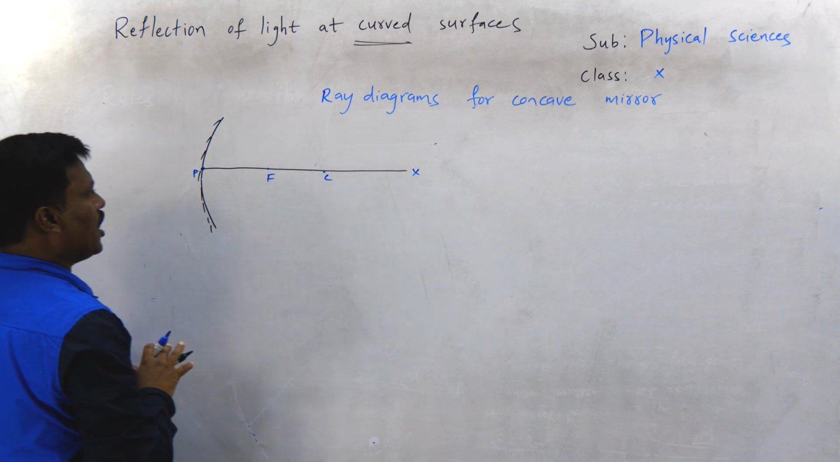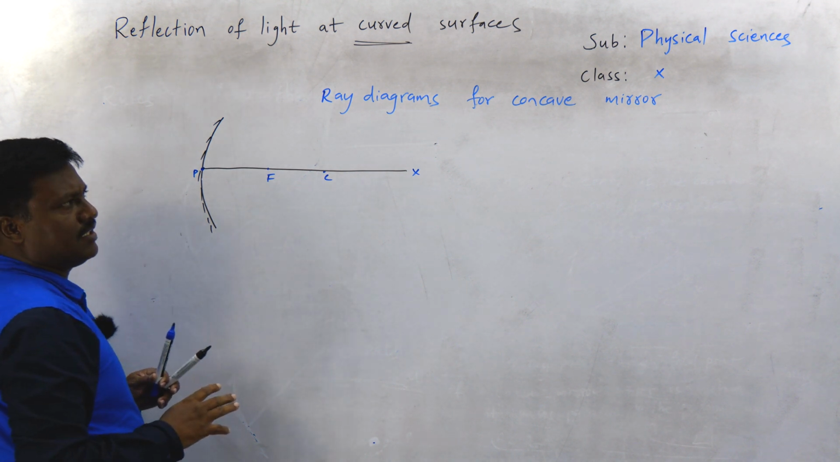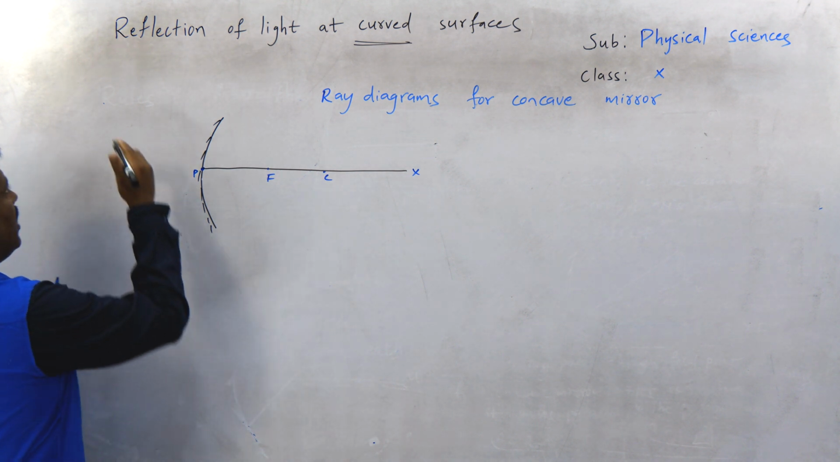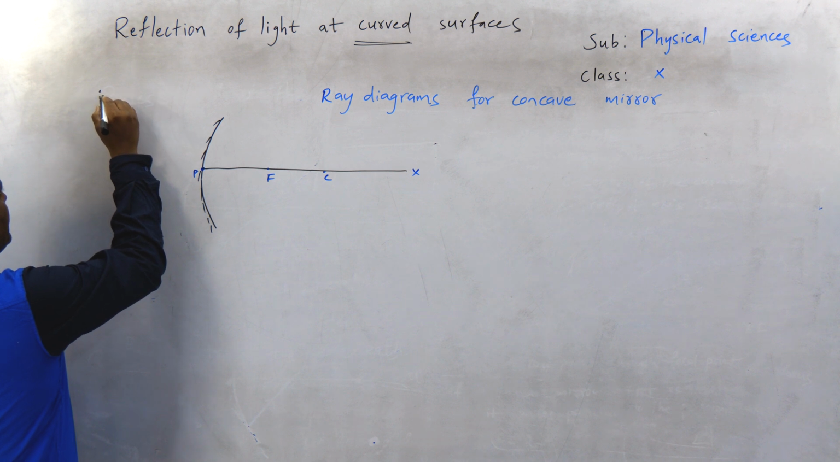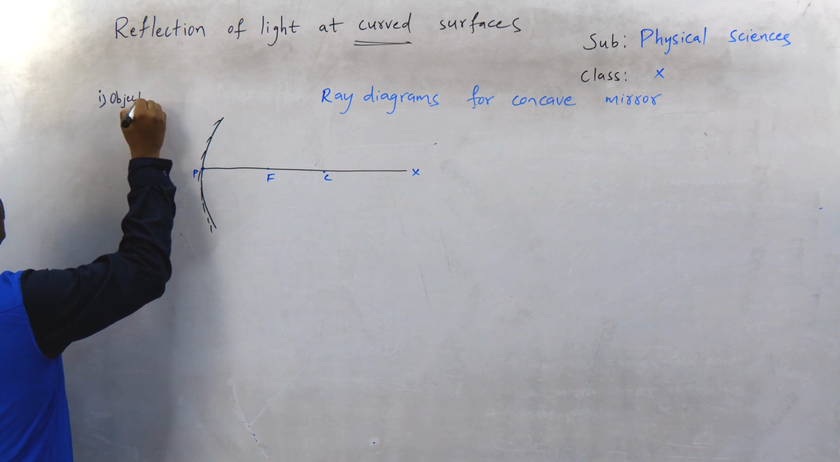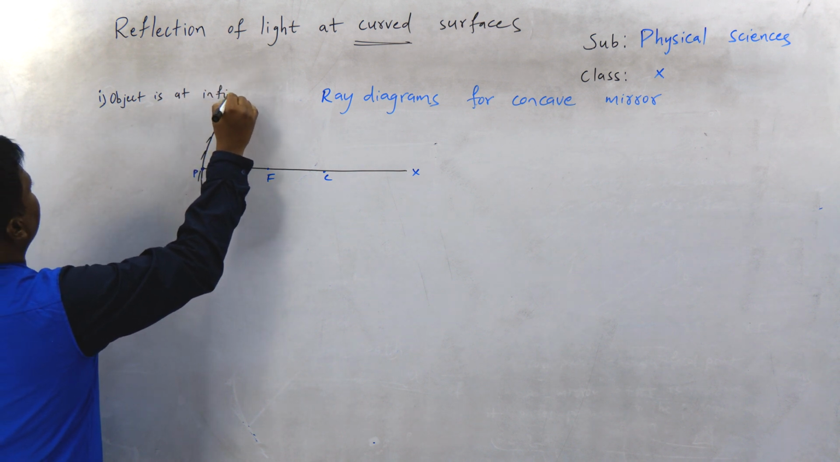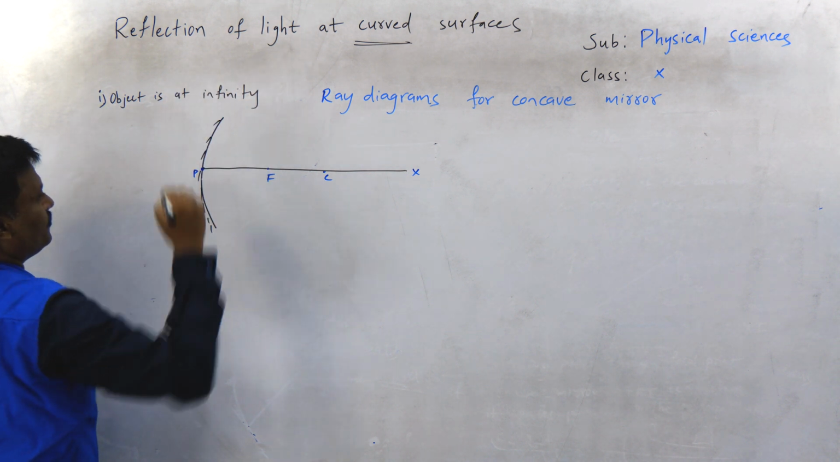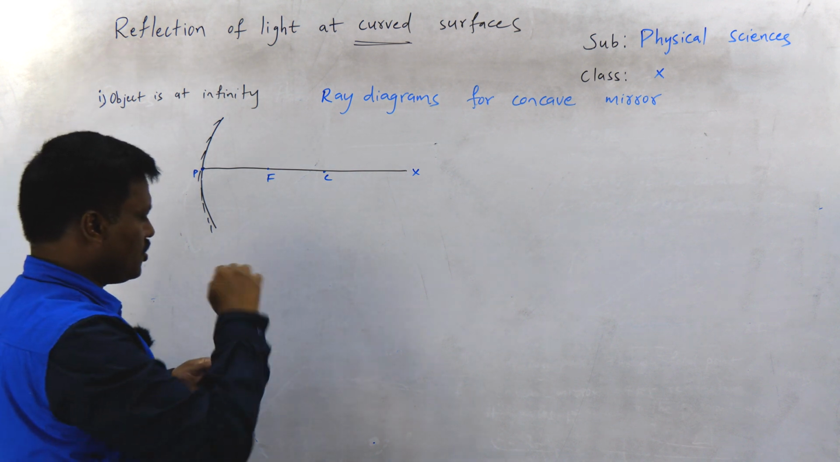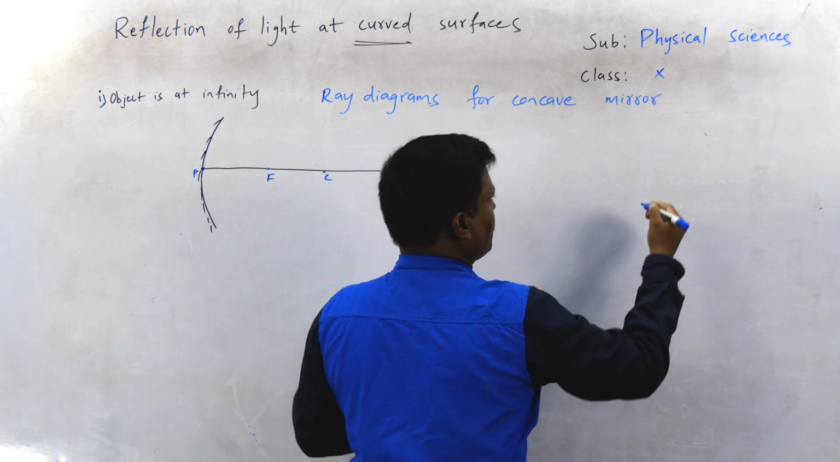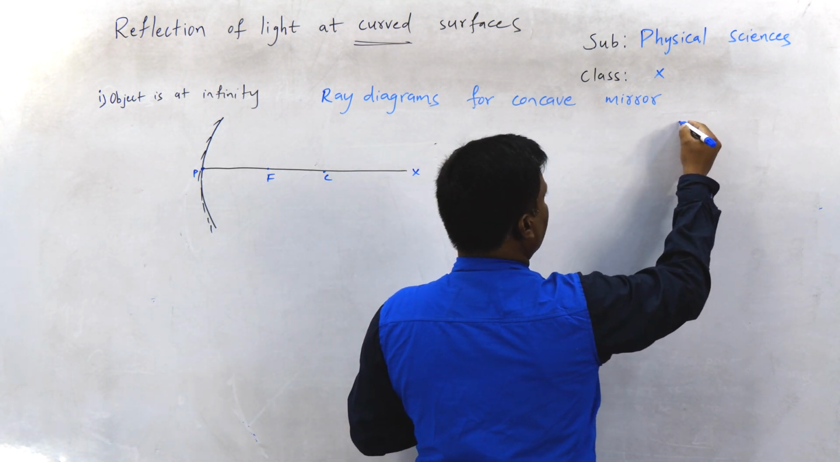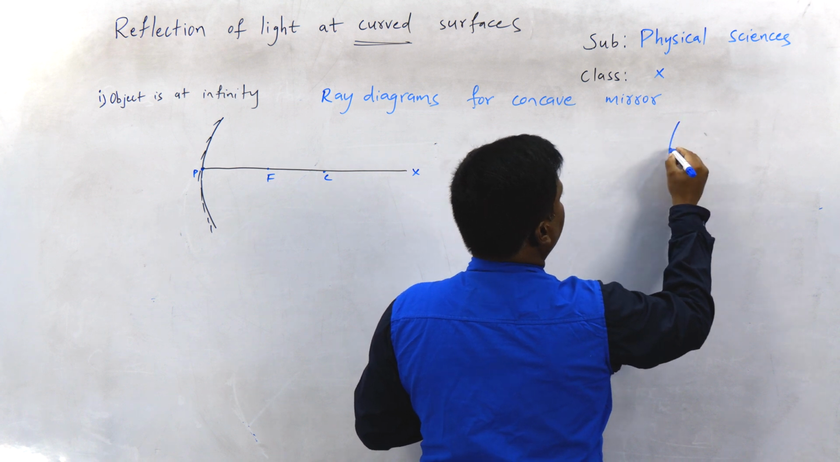Okay, so now we can place the object at different points. So now I am going to talk about the first case. Object is at infinity. Okay, so before going to draw the ray diagrams, quickly we will recall the rules.